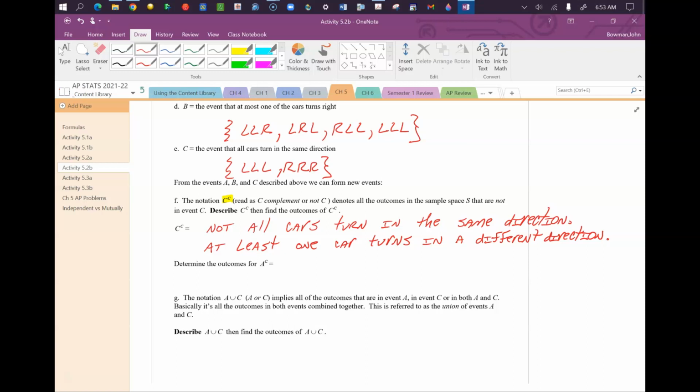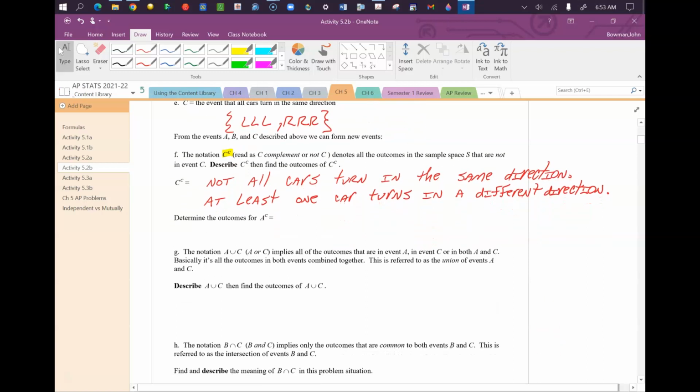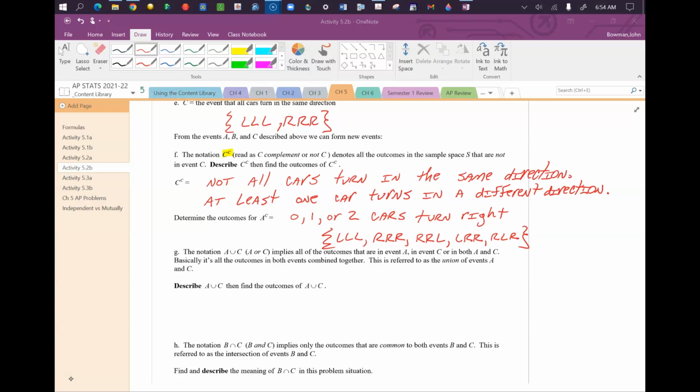So what I would like you to do is pause the video for a minute and determine the outcomes for A complement. So A complement means 0, 1, or 2 cars turn right, and the outcomes are shown right below that.